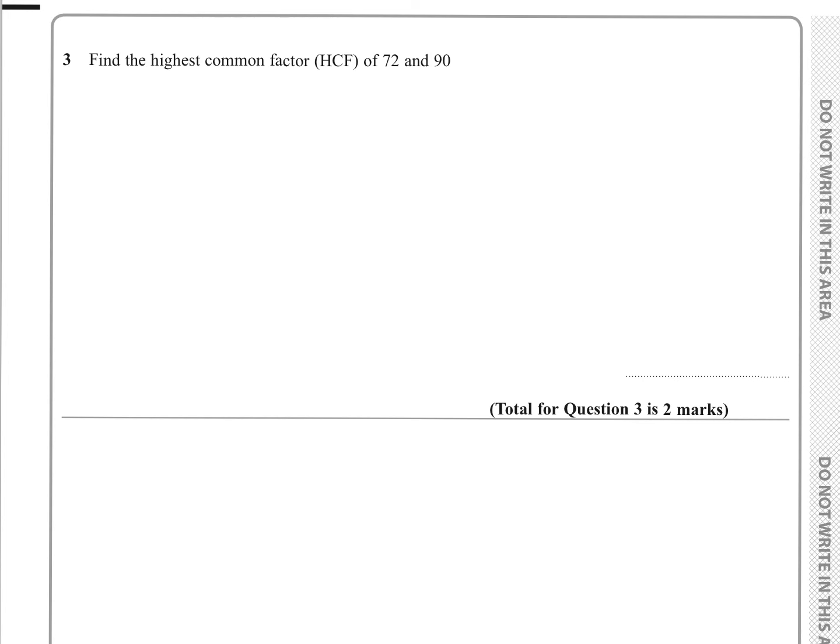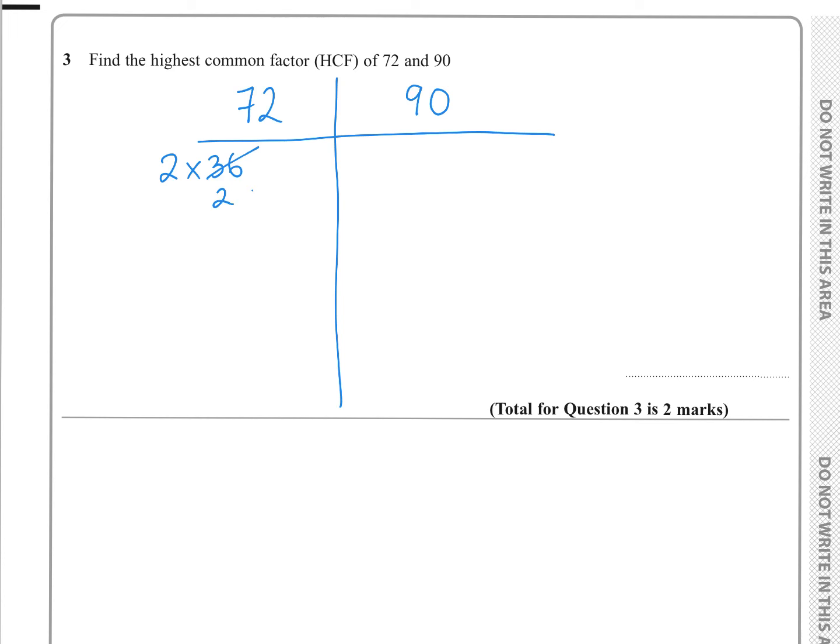Question 3. Find the highest common factor of 72 and 90. Well, what I normally do is a table and I do prime factor decomposition. So I just basically find the prime factors of both numbers. So 72 is 2 times 36, 36 is 2 times 18, 18 is 2 times 9, and 9 is 3 times 3. So I have in order 2 times 2 times 2 times 3 times 3.